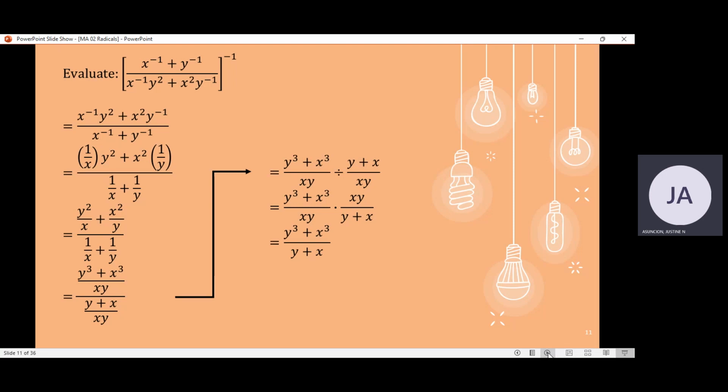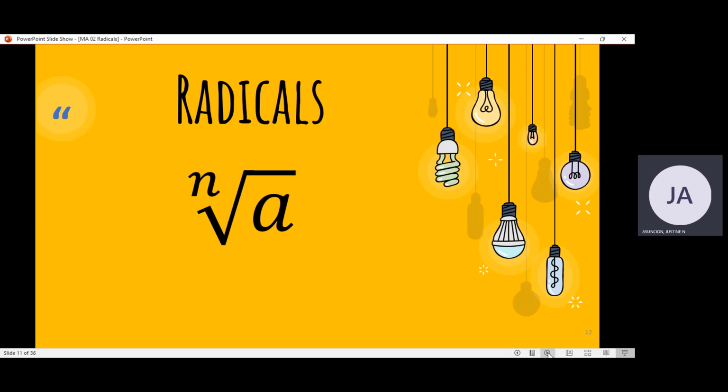Okay, but observe this. The numerator, we have here the sum of two cubes, right? We have the sum of two cubes. So we can simplify this. Let's factor, and that is the quantity y plus x times the quantity of y squared minus xy plus x squared, over y plus x. Okay, so as you can see here, we can eliminate y plus x since it is a common factor of the numerator and the denominator. So the final answer here is y squared minus xy plus x squared. Okay, so the next one here in our discussion is all about radicals.